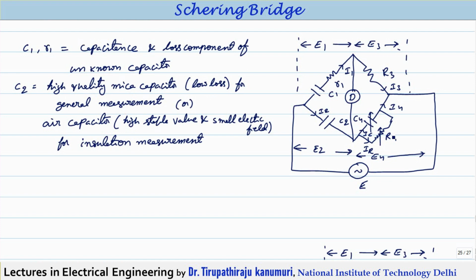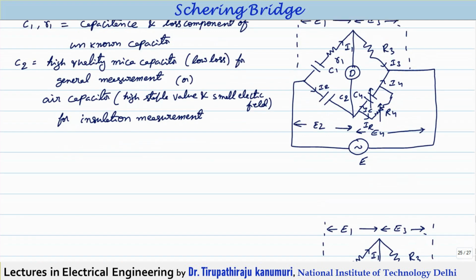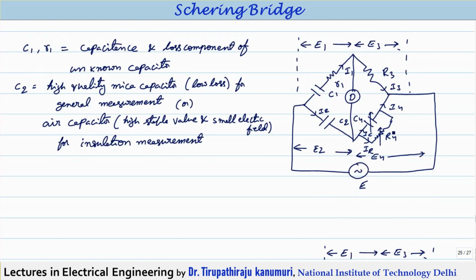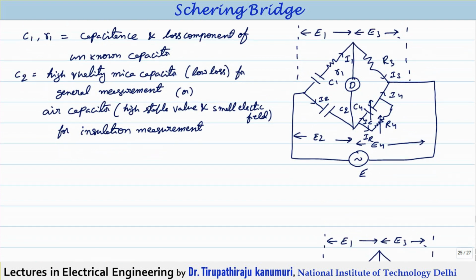First let us try to draw the phasor diagram. Once the phasor diagram is over, we will go for the balance equations, and we will see what modifications are required for the high voltage Schering bridge, followed by some numericals that came in our previous IAS exams. For this I am taking the voltage drop across the unknown capacitor as E1. For the second branch I am assuming the current is I3 and the voltage is E3.